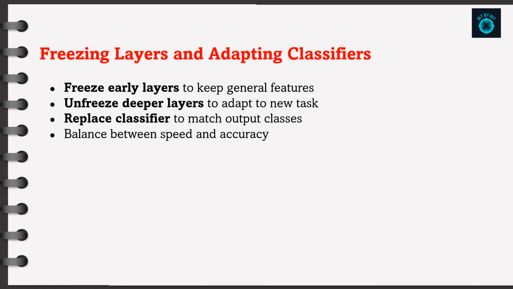Freezing layers and adapting classifiers. In this page, we cover freezing layers and adapting classifiers. Instead of freezing the whole model or training all layers, we can choose a hybrid approach. We freeze the early layers to keep the general features, like edges and shapes. Then, we unfreeze the deeper layers, which capture more task-specific features. This lets the model adapt to our new task while training faster than full fine-tuning. We also replace the classifier layer to match the number of output classes in our dataset. This method provides a good balance between training speed and accuracy.